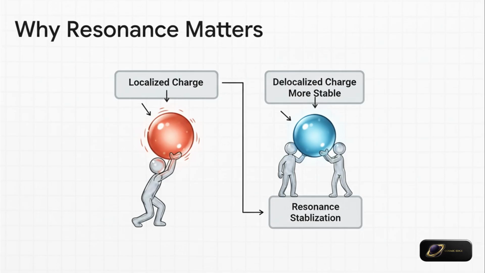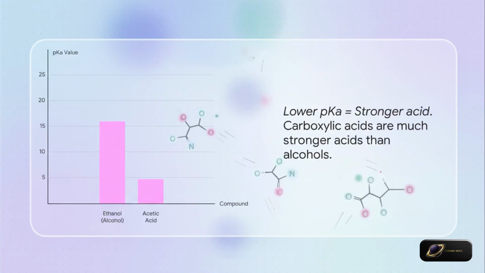That's the key. And this chart, wow, it just lays it all out. We measure acidity with something called pKa, and all you need to remember is, the lower the number, the stronger the acid. So look at ethanol, a typical alcohol. It's way up there at around 16. But acetic acid, the stuff in vinegar, it's all the way down at about 4.76. That is a massive difference, and it's all thanks to resonance.